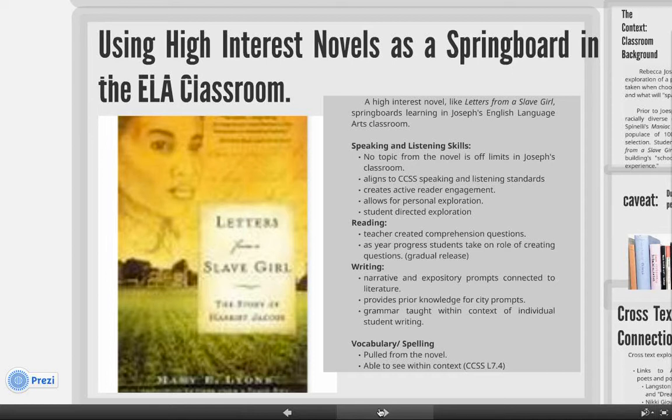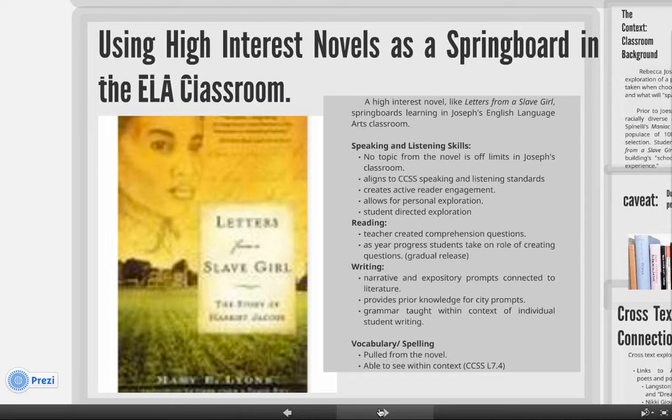Writing. Narrative and expository prompts connected to the literature were incorporated throughout the reading of the novel. This provides prior knowledge for the city prompts that she refers to, which I understand to be required writing that was done. She gives a specific example of students being asked to write about a dinner party, but many were unfamiliar with this practice. And she was able to reframe it in the context of the novel and to imagine how Harriet would host a dinner party.